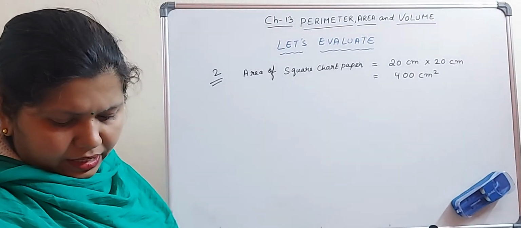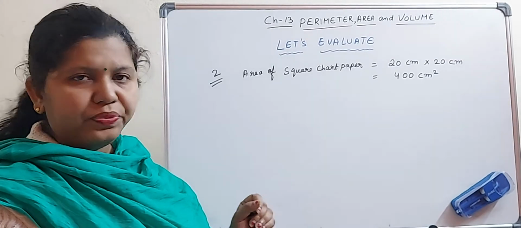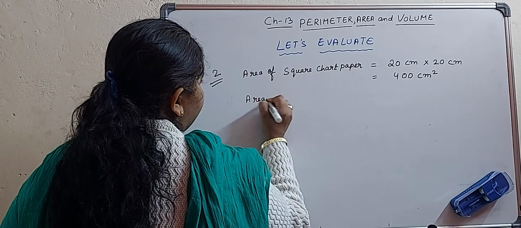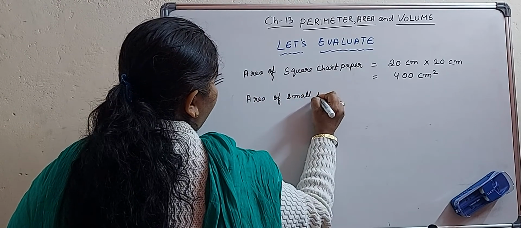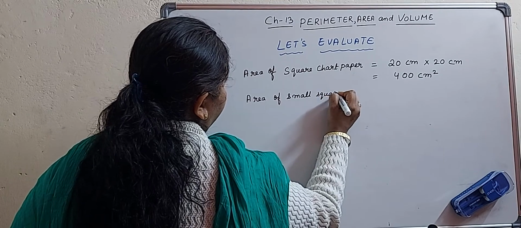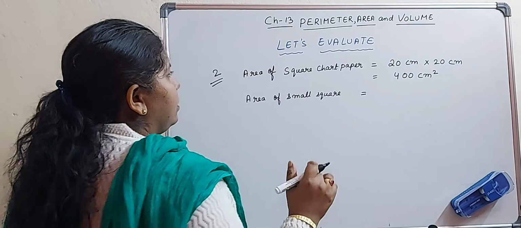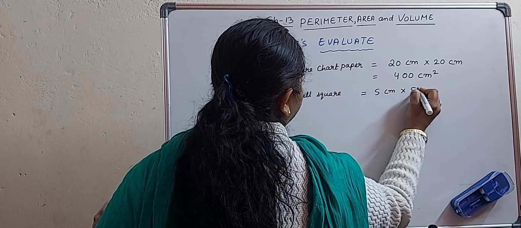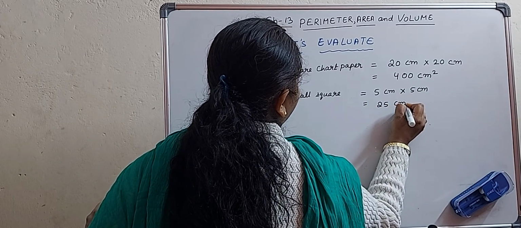Now the next line is, he wants to cut small squares. So you will write area of a small square equal to, the side is 5 centimeter. So it will be 5 centimeter into 5 centimeter. That is equal to 25 centimeter square.